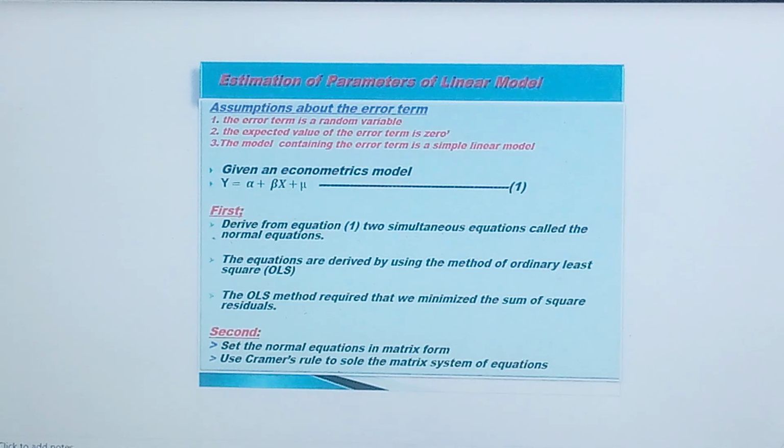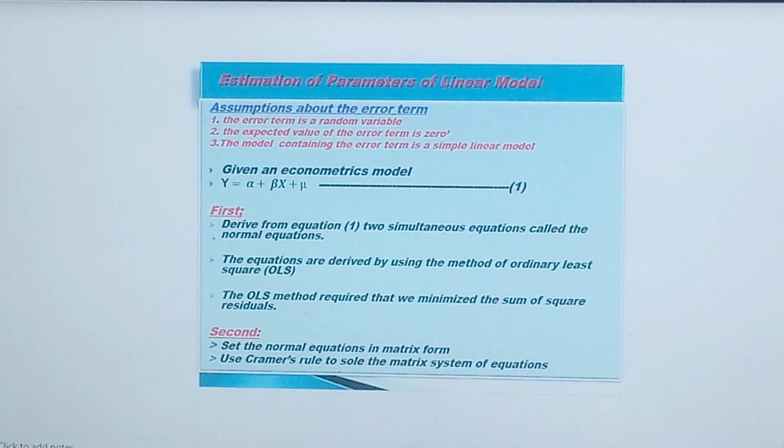Since the mean of the error term is zero, it's expected that the error term has a constant variance. Then the third assumption we made here is that the model containing the error term is a simple linear model. That is, the model whose parameters we want to estimate is a simple linear model, not a non-linear model.